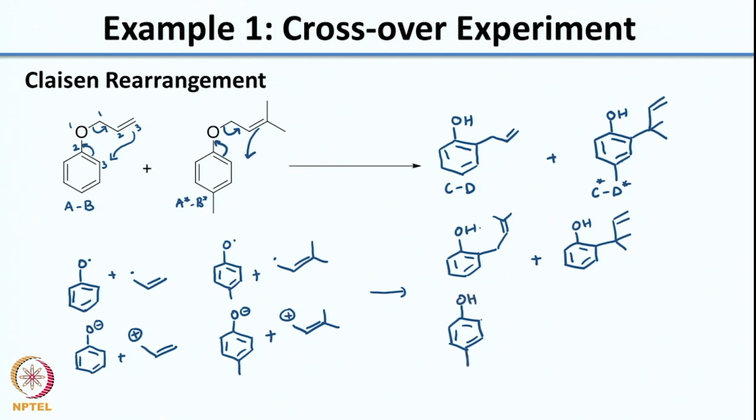So, here where you have the para-methyl, you could have seen the plain allylic substituent. So, all of these different products would have been possible had it fragmented, plus you would have seen CD plus C star D star. But only 2 products are actually observed when you do this reaction.